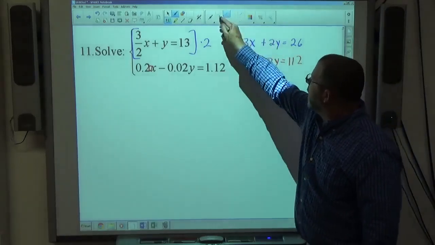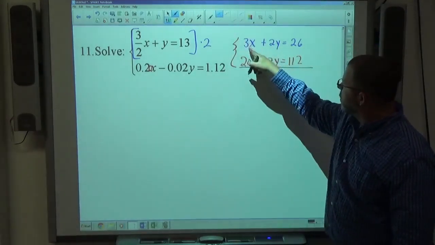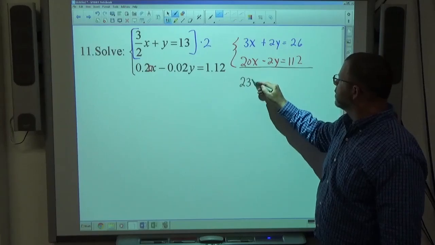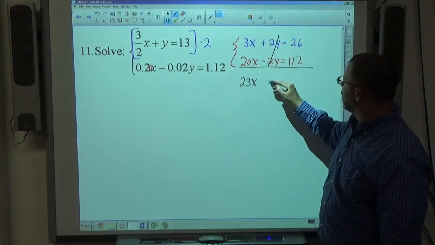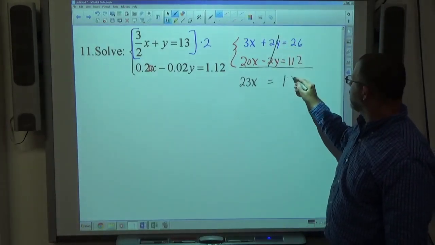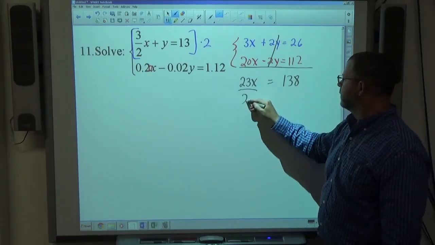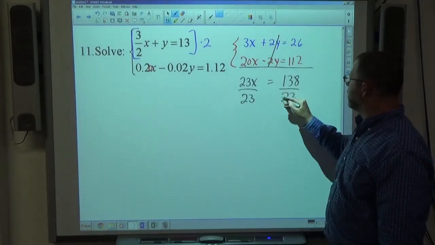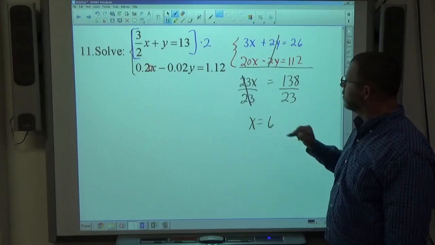So, at this point, if I add the two equations together, 3x plus 20x is 23x. Positive and negative 2y cancel. 26 and 112 is 138. Divide both sides by 23, I get x equals 6.